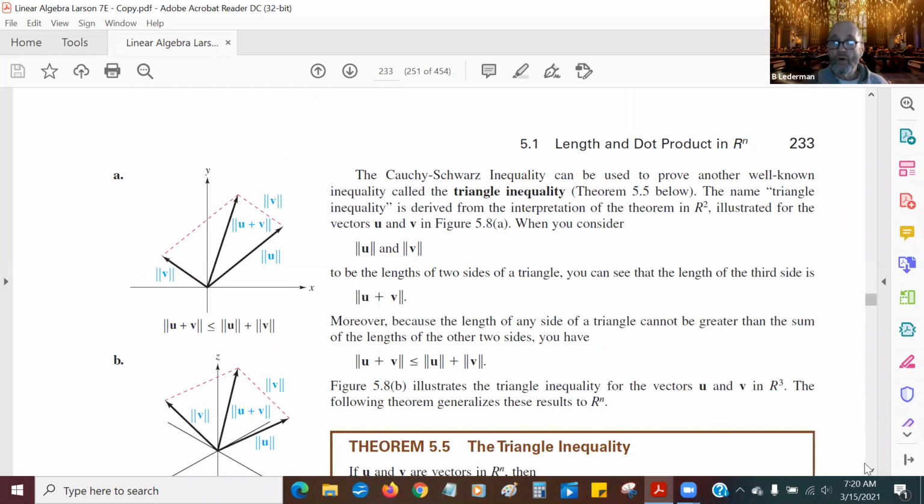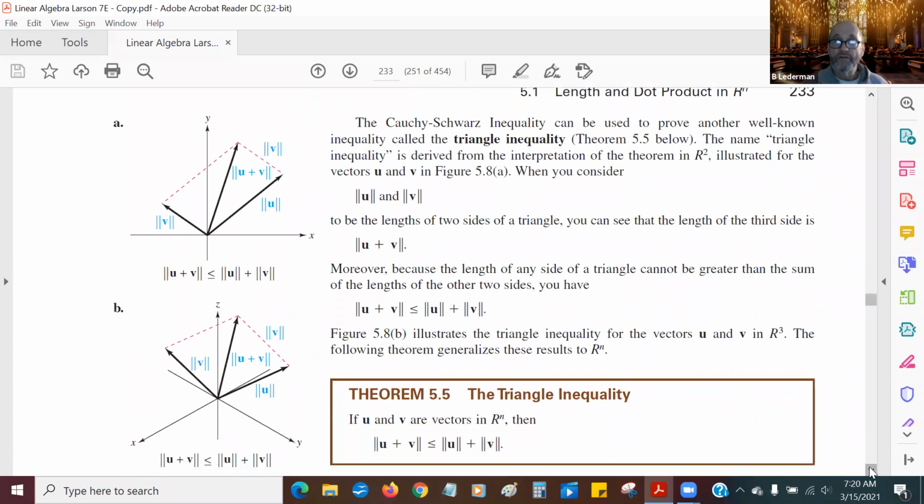Now, I want to get to another thing. There's a very famous inequality called the triangle inequality. It's called the triangle inequality because it's based on a physical triangle. The triangle inequality with triangles tells me that the third side of a triangle is going to be less than or equal to the sum of the other two sides, which is another way of saying the shortest distance between two points is a straight line.